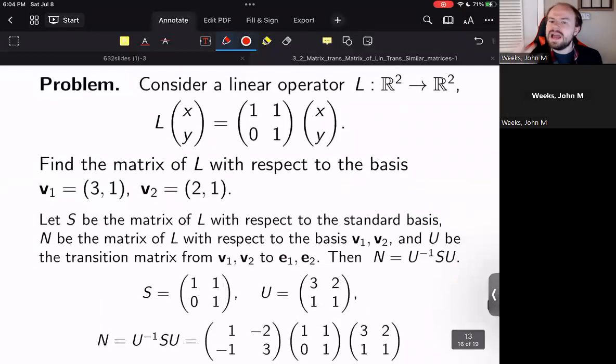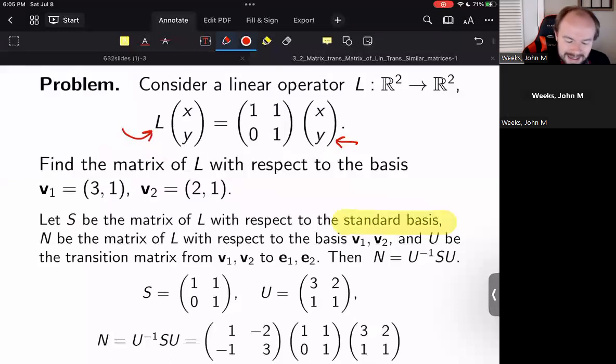Let's return to that same linear operator that we were working with previously, and let's see if we can solve it now with the notion of similar matrices. Let's let S be the matrix of L with respect to the standard basis. Well, we already know what S is, in fact. Our domain was in the standard basis, and our range is also going to be in the standard basis, because there was no basis specified to begin with. So our matrix of L is just the matrix we're multiplying by. The matrix of L with respect to the standard basis is just 1, 1, 0, 1.